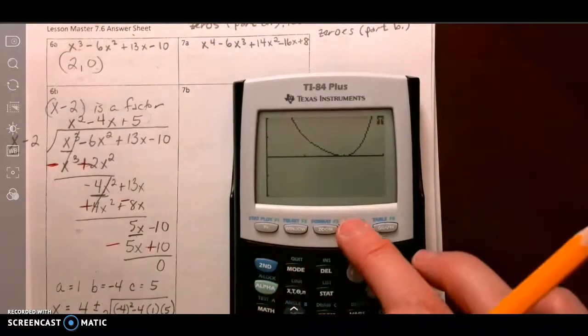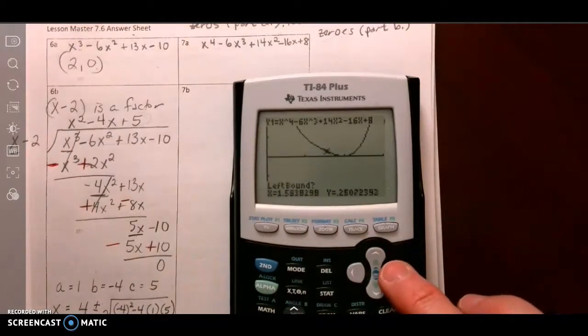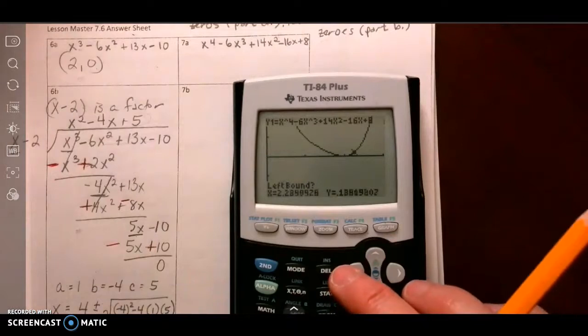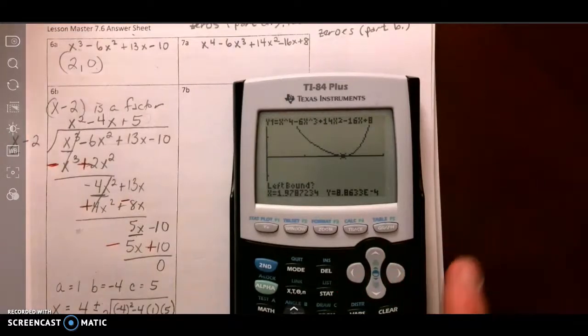Alright, so if you notice, every time we go to second trace and 0, I can never get my y value to be negative. It gets really, really close. And that doesn't mean a negative, that just means a whole lot of decimal places. And then it starts getting bigger again, which means it never drops below. It means it must have a 0 right on the axis, right there at 2. 2 must be a 0.